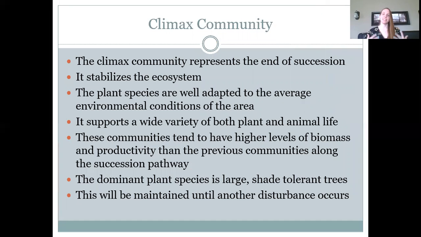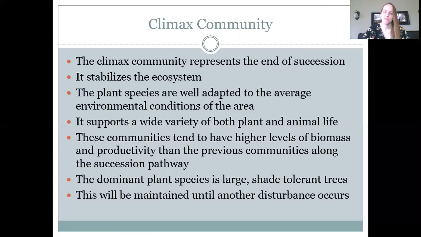So the climax community is the end of succession then. It is stable. The plant species will be very well adapted to that habitat. The communities tend to have much higher levels of biomass and much higher levels of productivity than any of the other communities along the succession pathway. And the reason for that is that the dominant plant is really large trees. And large trees are heavy, and the heavier something is, the more biomass it has. So obviously a tree is going to have a lot more biomass than a shrub.